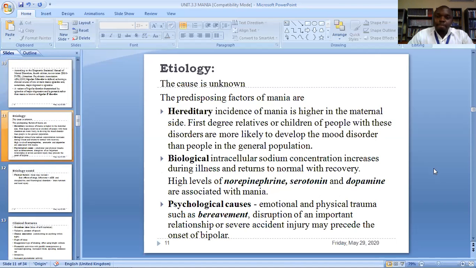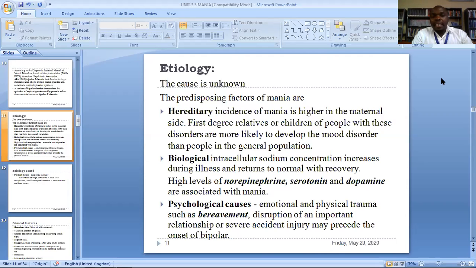The first predisposing factor is heredity. This condition is hereditary. Instances of mania are higher on the maternal side. So first degree relatives or children of people with these disorders are more likely to develop mood disorders than people in the general population. Who are these first degree relatives? Usually these are the children of the actual patients with mood disorders like mania. So the children born to people with mania or mood disorders are more likely to have mood disorders like mania.